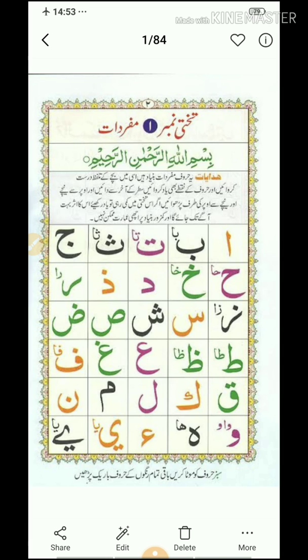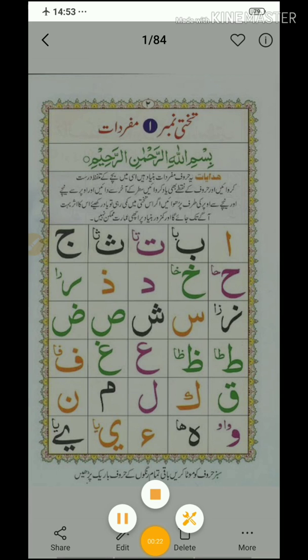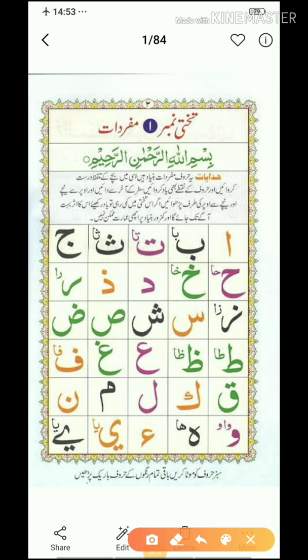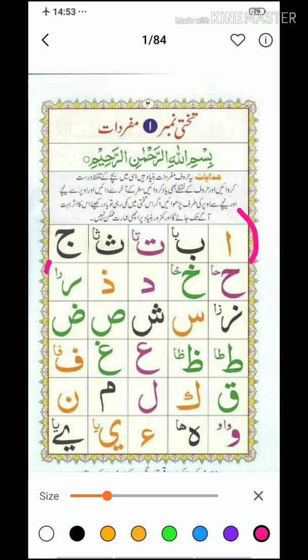Dear brothers and sisters, as in our previous part, we came to know about the pronunciation of the first 10 letters from Alif to Ra. Our first part was about the pronunciation of the first 10 letters of the Arabic language. Now in this part, we will continue further.